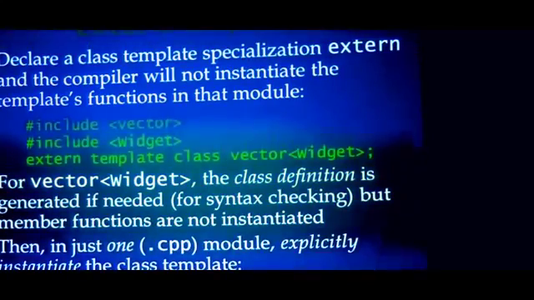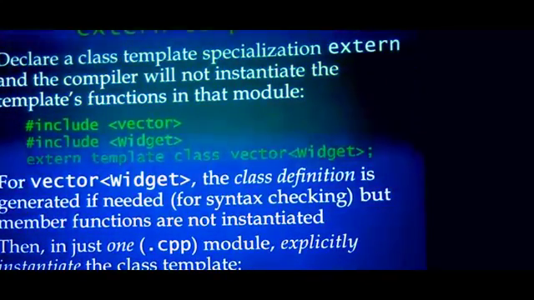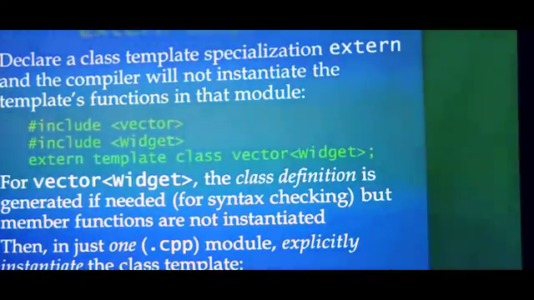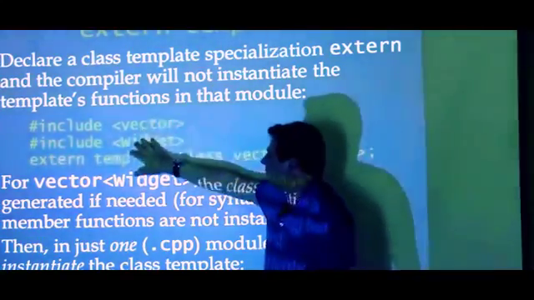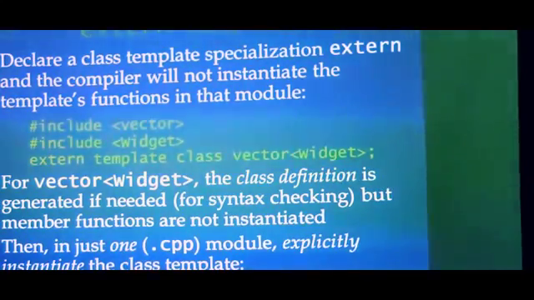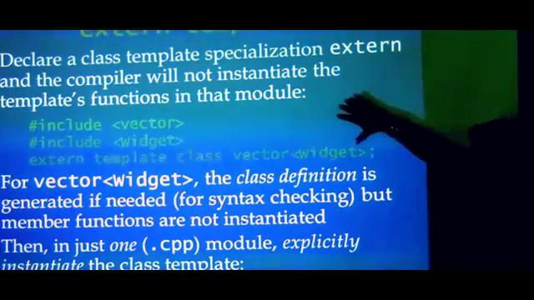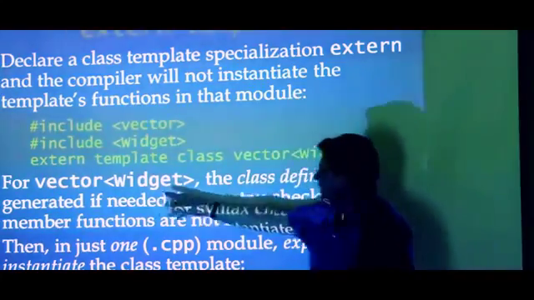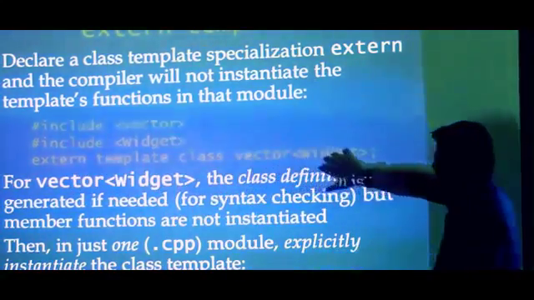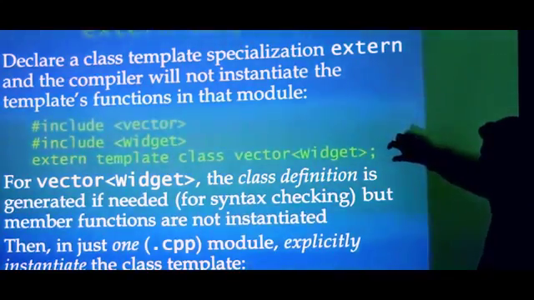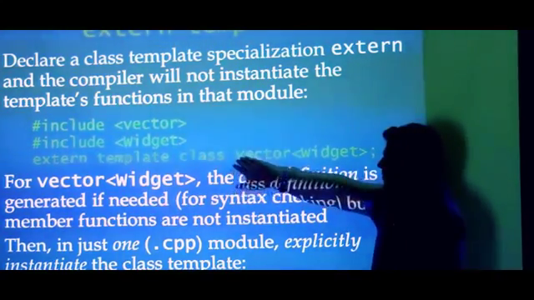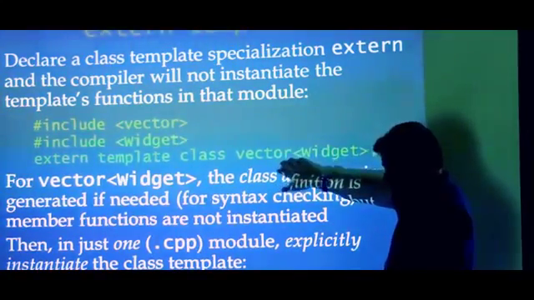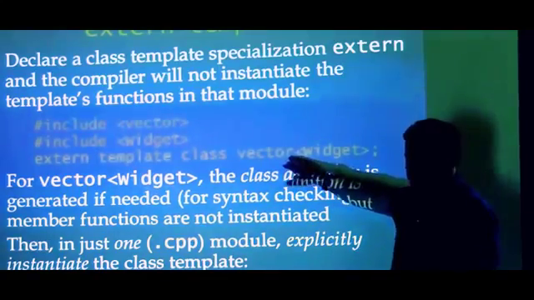And it's the extern template declaration. In a header file, you include the header files for your library components that you need. And then in every individual translation unit, except for one, or maybe even in all of them, you write extern template class vector widget. So what this tells the compiler is that the actual implementation of vector of widget, the specialization for that template, will be generated elsewhere in some other translation unit.